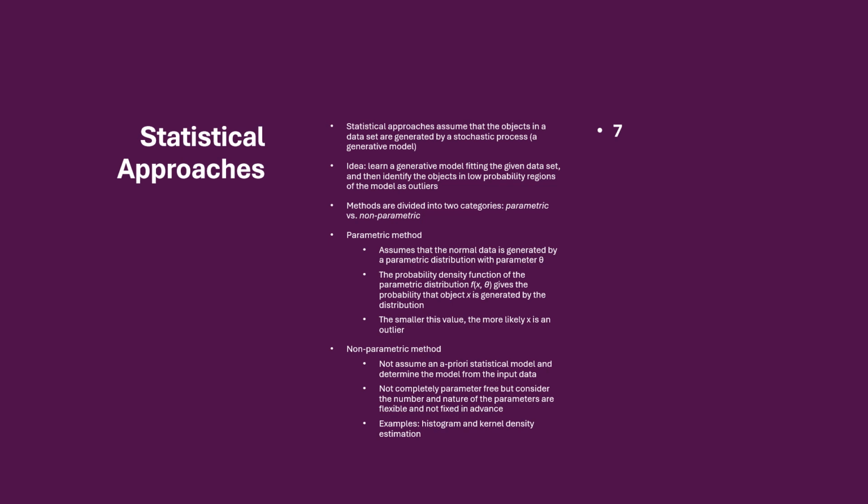A non-parametric method does not assume an a priori statistical model. Instead, a non-parametric method tries to determine the model from the input data. Note that most non-parametric methods do not assume that the model is completely parameter-free. Instead, non-parametric methods often take the position that the number and nature of the parameters are flexible and not fixed in advance.